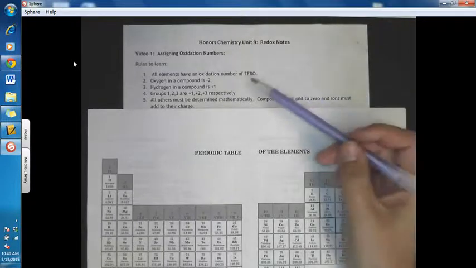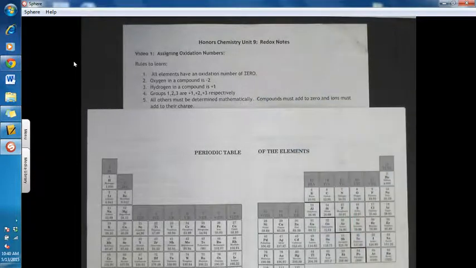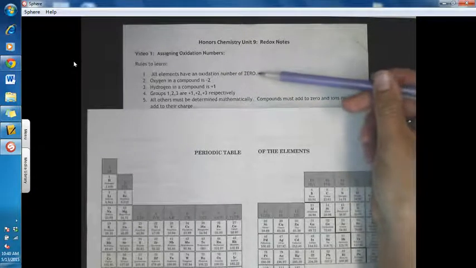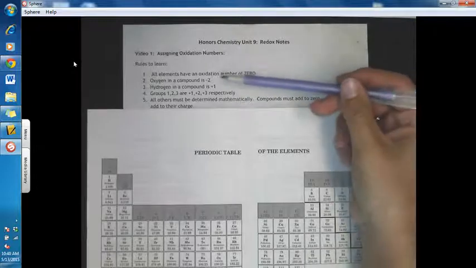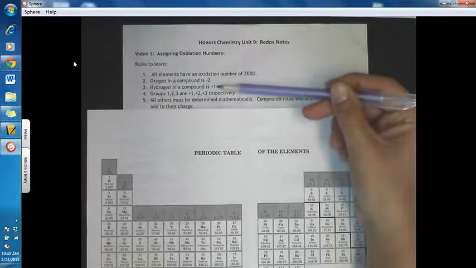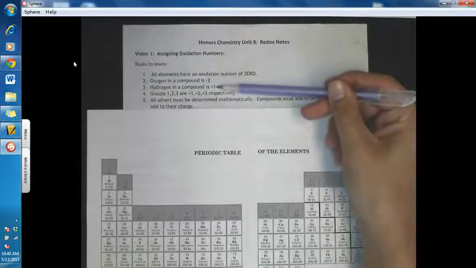Oxidation number is just a name for the charge that your ion is going to have. So either positive or negative, and it's dependent upon a couple different situations. Elements, like I said, have oxidation numbers of 0. Oxygen in a compound will always have an oxidation number of -2. Hydrogen will always have an oxidation number of +1.